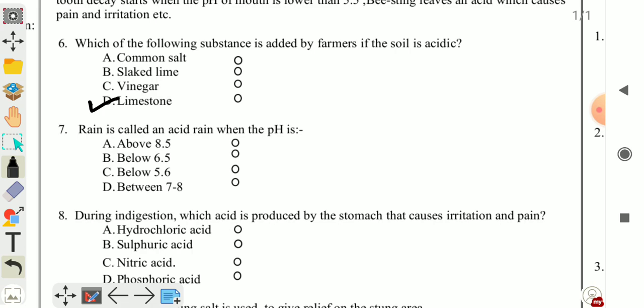Question number 7. Rain is called an acid rain when the pH is A. above 8.5, B. below 6.5, C. below 5.6, and D. between 7 and 8. So the correct answer will be C, below 5.6. When the pH value is below 5.6, the rain is called acid rain. Question number 8.